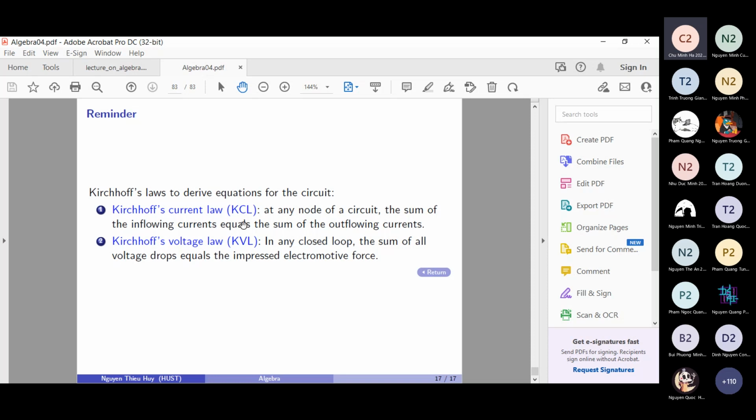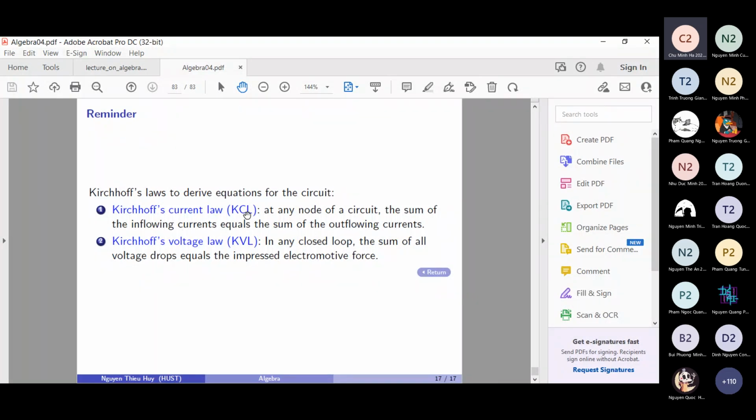And so you have KCL, the Kirchhoff laws. The first Kirchhoff law is Kirchhoff current law. KCL means that at any node of a circuit, the sum of the inflowing currents equals the sum of outflowing currents. Later on we will apply this law to our circuits.